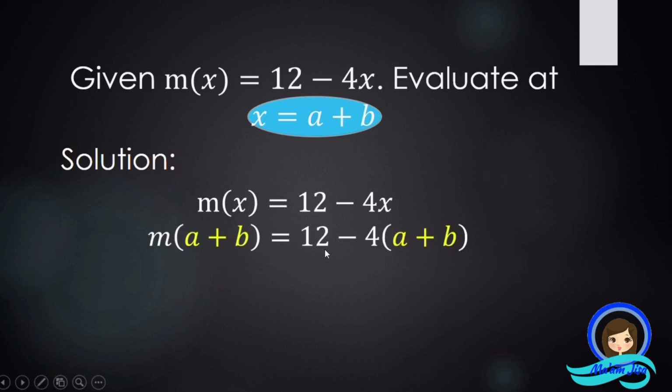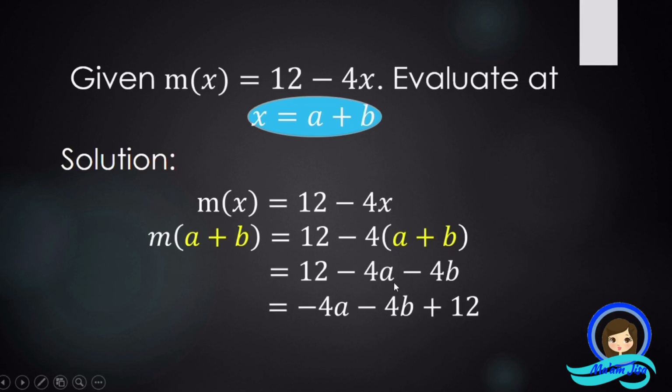Now, in this line, we substituted x's with a plus b, and then proceed with the operation 12 minus, or negative 4 times positive a is negative 4a. Negative 4 times positive b is negative 4b. Basically, we distribute negative 4 to each term. Now, if there are no similar terms, that's the final answer. Or you may just rearrange it. Negative 4a minus 4b plus 12. So this is the value of the function at x equals a plus b.